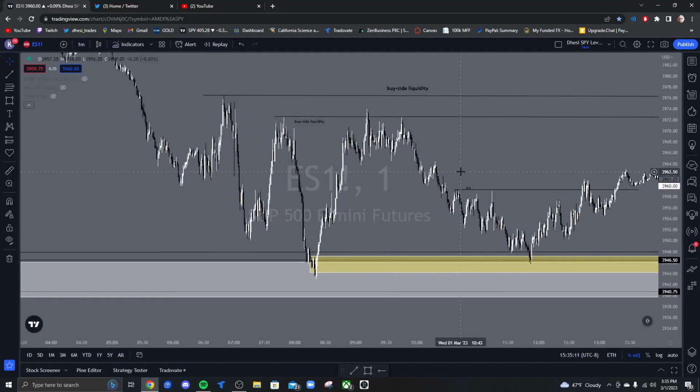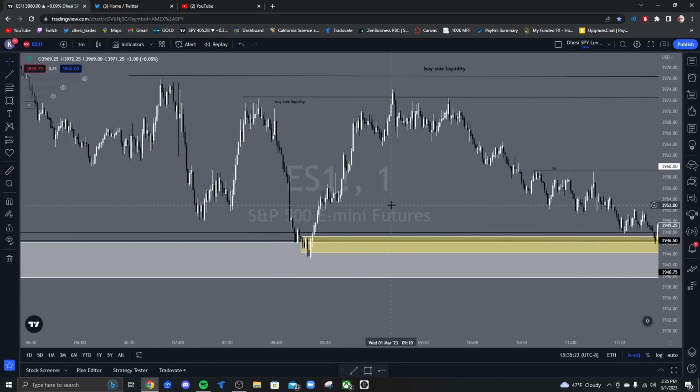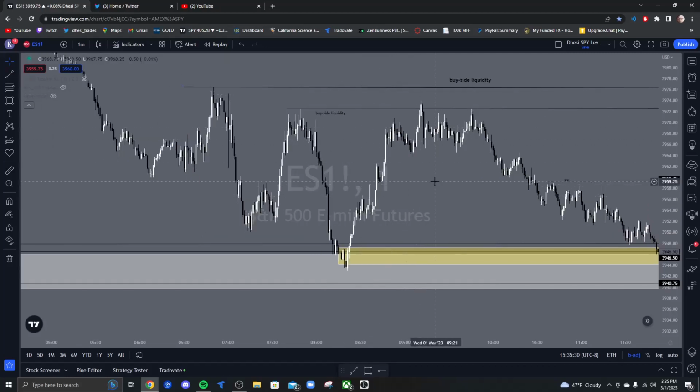That is literally it. That's how I trade. That's how I trade smart money concepts. I look for sweeps, either buy side or sell side liquidity. I look for any fair value gaps or order blocks to fill, so I could get my entries from there. And I mark my take profits at the other side.